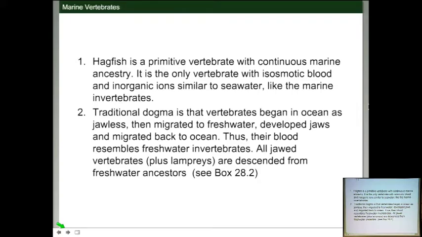The traditional evolutionary dogma here is that vertebrates began in the ocean as jawless fish, migrated to freshwater, developed jaws, and then migrated back to the ocean. This is what I was saying before. Originally, everything comes from the ocean. They go to freshwater where they get jaws, and then some of them come back to the salt water, back to the ocean. So their blood resembles freshwater invertebrates. So all jawed vertebrates and lampreys are descended from freshwater ancestors. There's a little bit more about this in box 28.2, if you're interested.